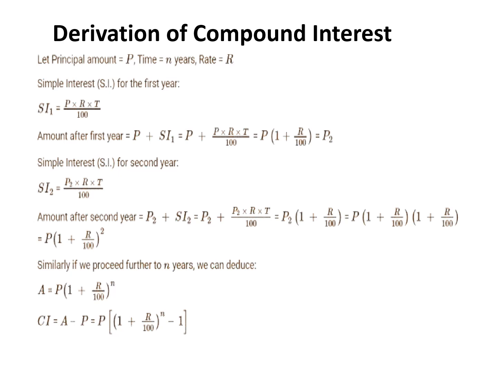Similarly, if we proceed, after n years, we can deduce A is equals to P into 1 plus R by 100 whole power n. So we need to calculate compound interest. So this is the formula, amount minus principal, which is equals to P into 1 plus R by 100 whole power n minus 1.